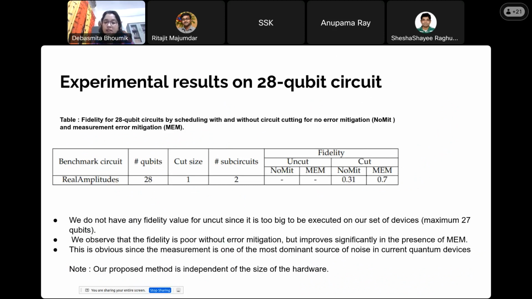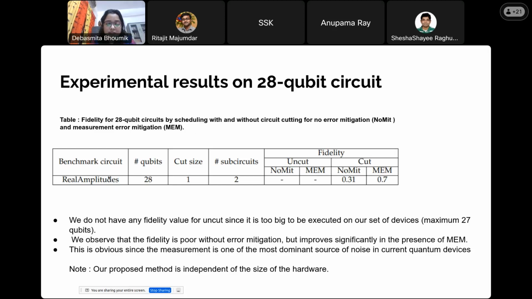Now there is the experimental result on a 28 qubit circuit. Previously we have seen the results for 6 qubit and 10 qubit. Now for 28 qubit we don't have any fidelity value for uncut, because we have considered hardware with a maximum of 27 qubits, so it is too big to be executed on our set of devices. And if we increase beyond 27 qubits, it is also difficult to simulate to get this fidelity value.